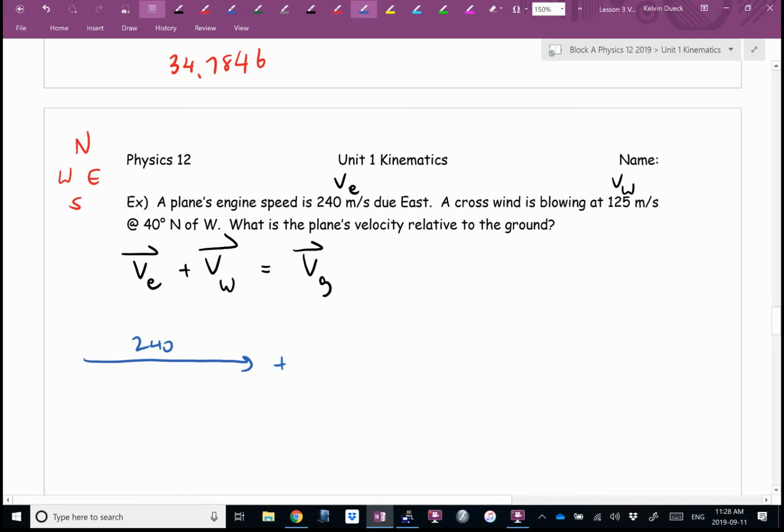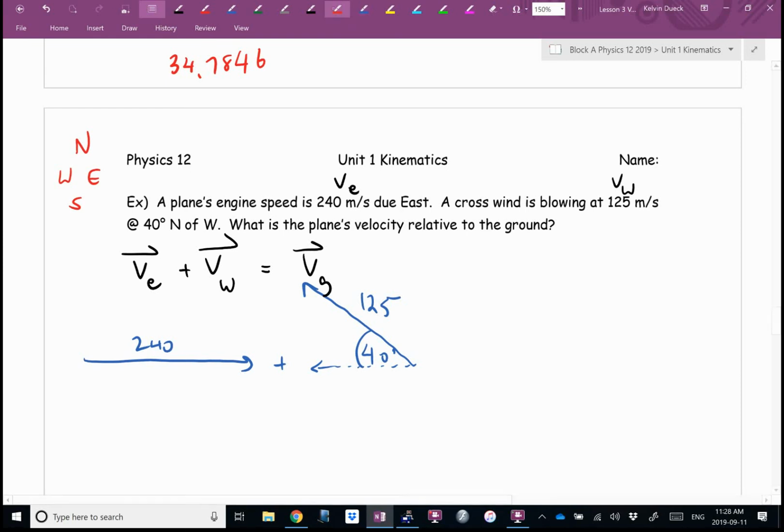125 meters per second at 40 degrees north of what? North of what? West. You're going to go west first. What of west? You're going to go up. Where the angle is 40 degrees and the magnitude is 125. 125 meters per second going up at an angle. Did I say angle? That's a job for components.